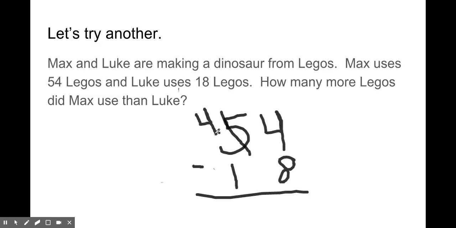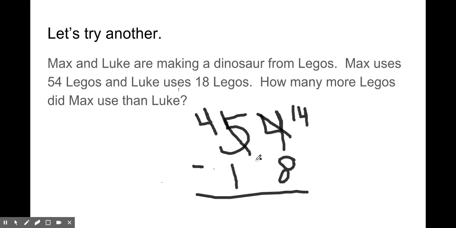So I'm taking the 10 that was here and moving it over here with the 4 ones I already had. So I already had 4 ones, and I'm adding that 10 to it to make it 14. Let's look up here at this. I started with 54. Now I have 40 and 14. So I still have 54 at the top.